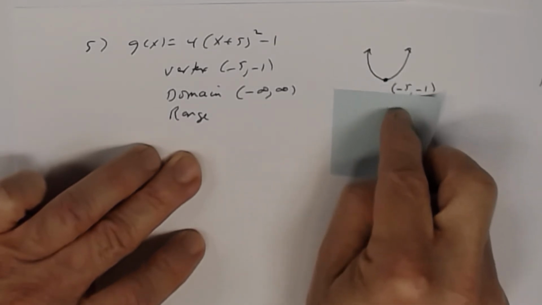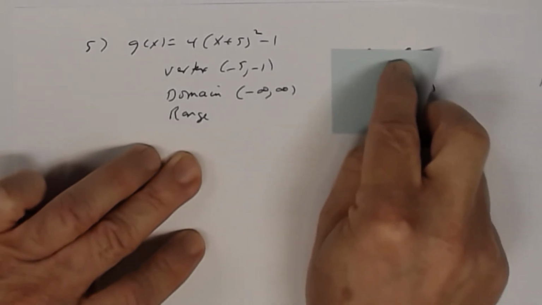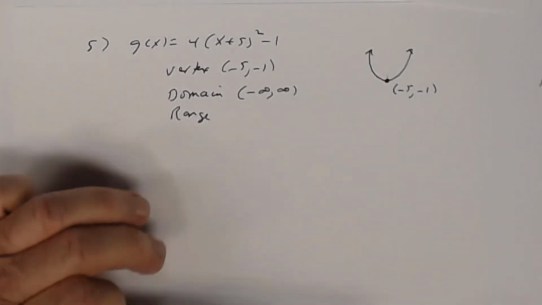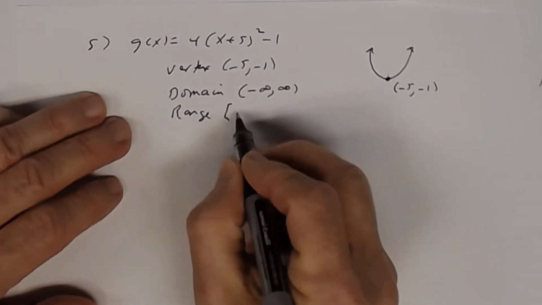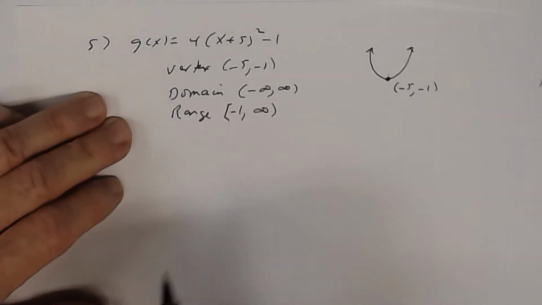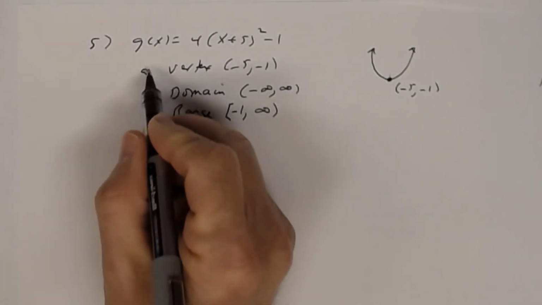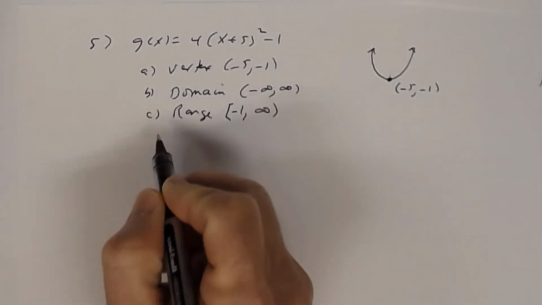The range is a set of y coordinates. What is that y coordinate here? Well, that y coordinate is negative 1. So you're going from negative 1 all the way to infinity. So the range is going to be from bracket, see that's a closed circle, so bracket negative 1 to infinity. So that's your range. And then it says this for part D. So this was A, this was B, this was C, and then D.